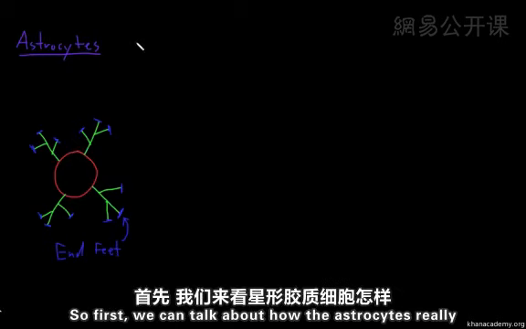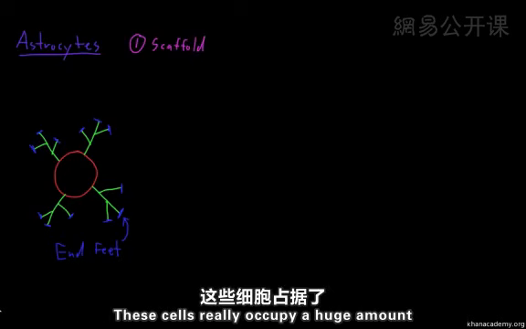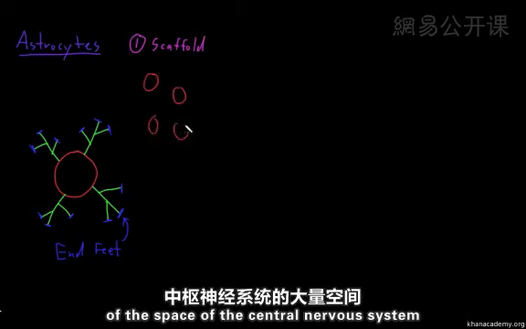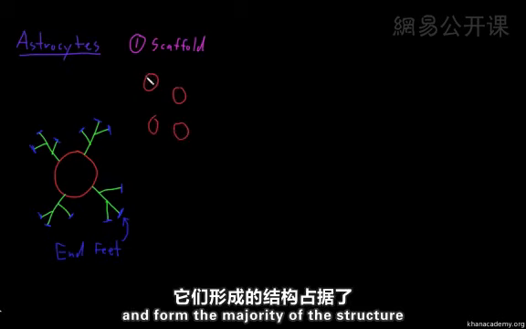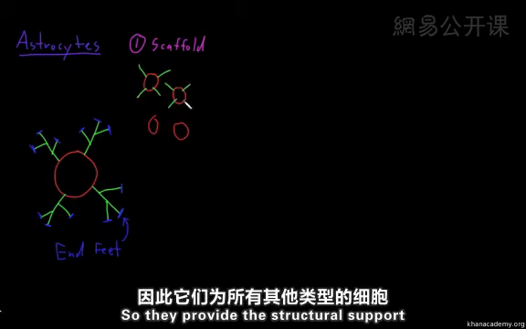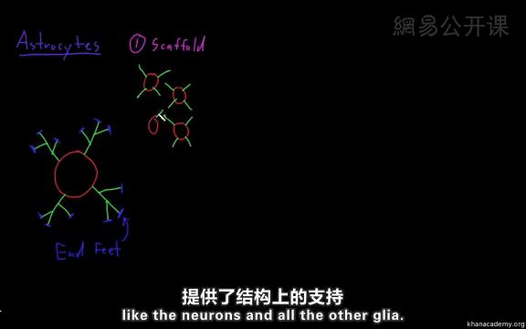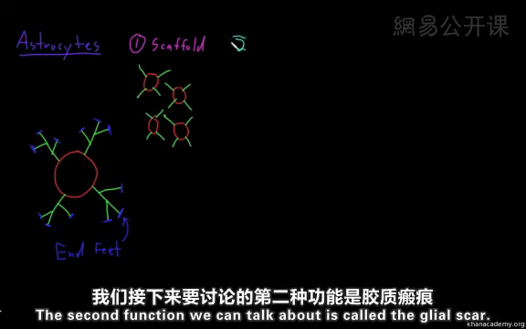So first we can talk about how the astrocytes really form the scaffold for the entire central nervous system. These cells really occupy a huge amount of the space of the central nervous system and form the majority of the structure that actually makes up the brain and the spinal cord. So they provide the structural support and the place for all the other cells to be, like the neurons and all the other glia. The second function we can talk about is called the glial scar.